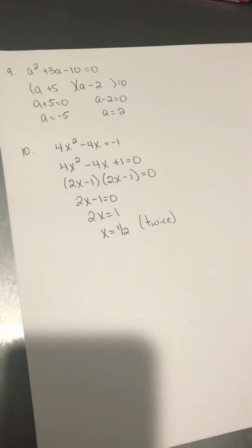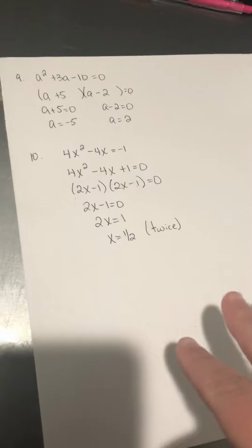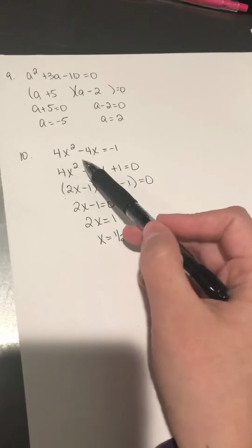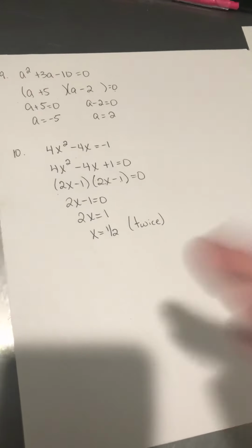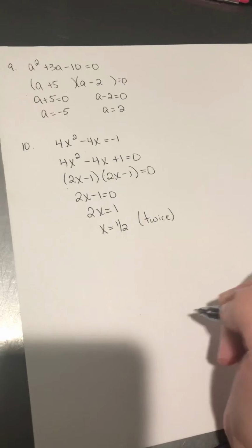So get one side 0 and everything else on the other side. Generally, you put everything on the left and 0 on the right. Factor it, set each factor equal to 0, and solve those, and you're done.